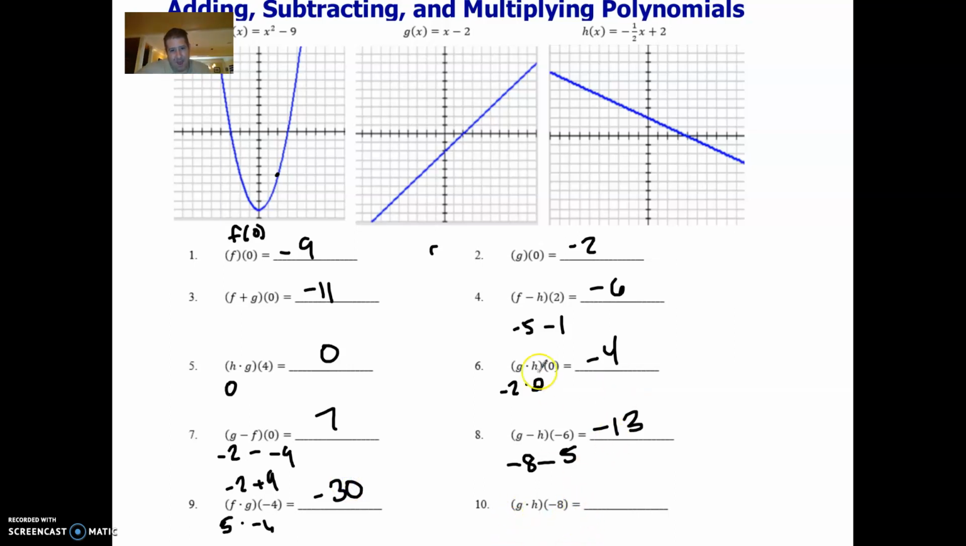g of negative 8. Negative 8 minus 2 more makes negative 10. h of negative 8. Negative 8, let's see, half of that would be 4. 4 plus 2 makes 6. Negative 10 times 6 is negative 60. And I'm going to stop right there because that's pretty much meeting today's objective.